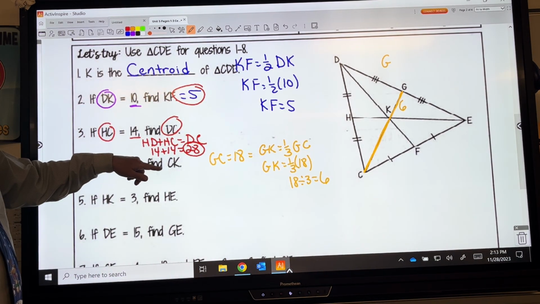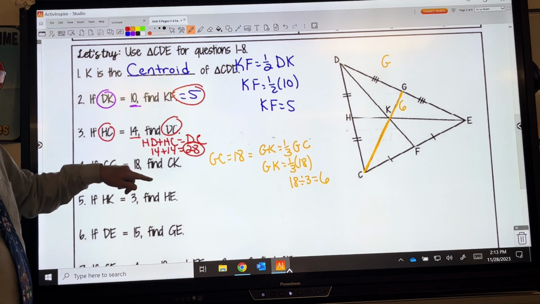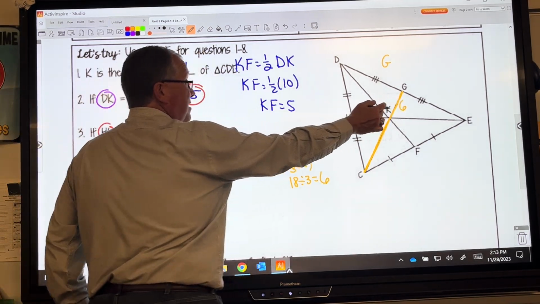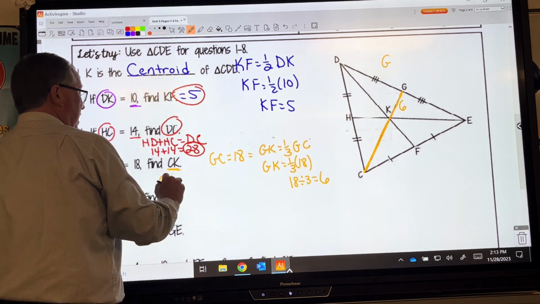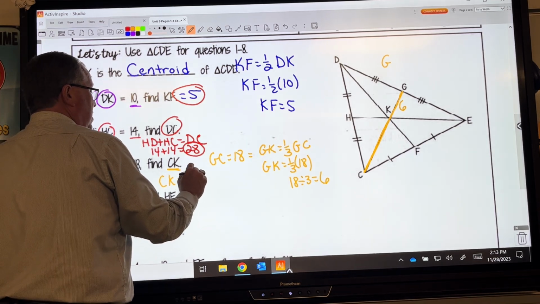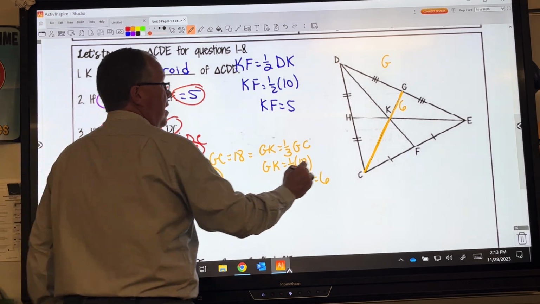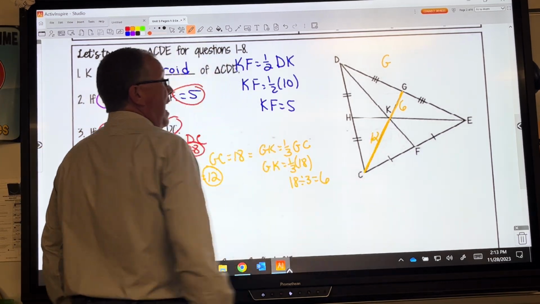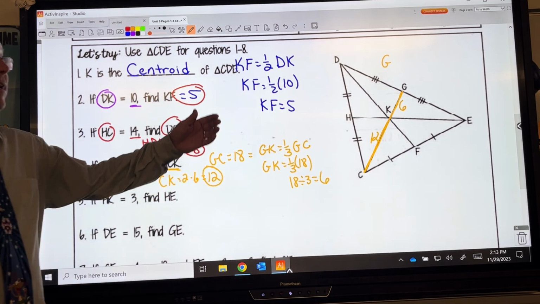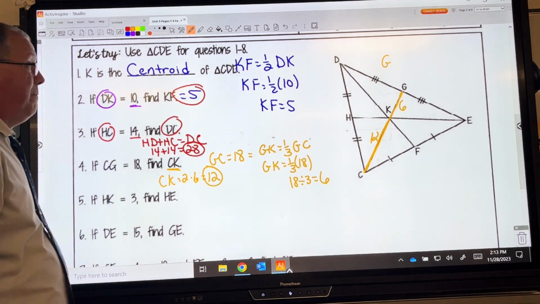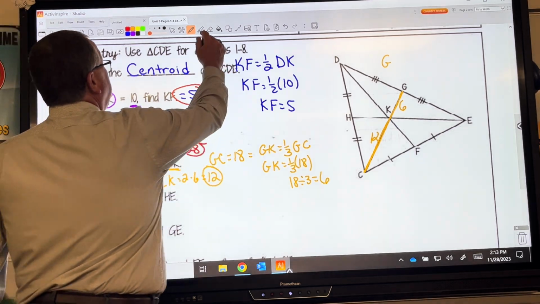They didn't want GK, they wanted CK, right? This is what we're looking for. Well, remember CK is double GK. So CK equals 2 times 6, which would be 12. And CK would be 12. Had they asked us for GC, our answer would have been 18. We would have done 6 plus 12, and that would have given us the 18. But they didn't ask us for that, okay? All right, I'm going to slide this up.